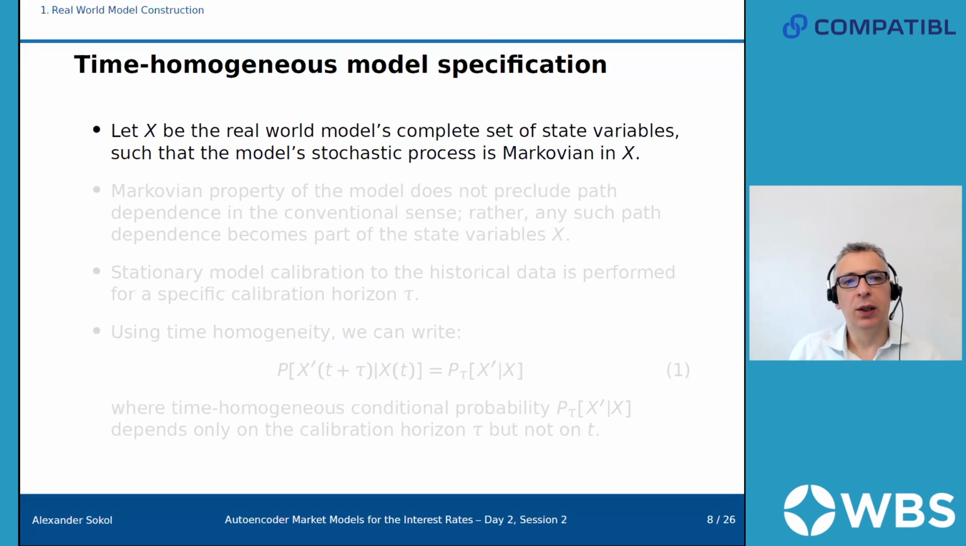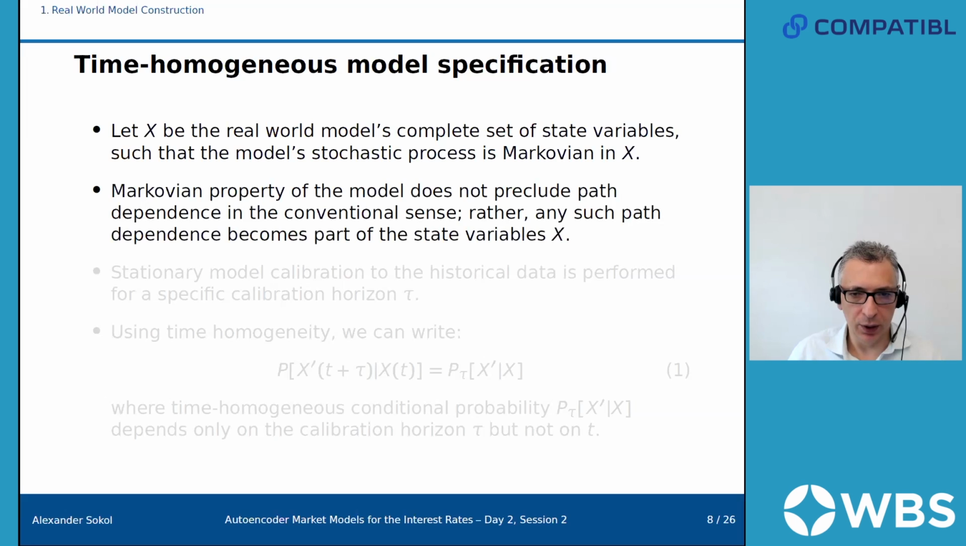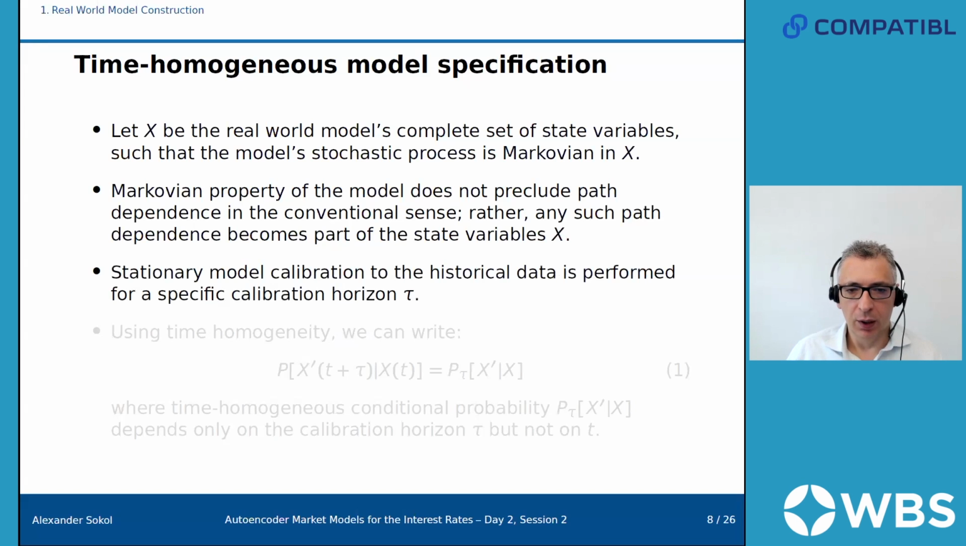Okay, now it's unstuck. Right, so the time homogeneous model calibration, we can specify it using the probability density for a fixed horizon, right? So let X be the set of state variables of the model, such that the model stochastic process is Markovian in X, right? And that does not preclude path dependence in a conventional sense, because any such path dependence will become part of the state variables. Stationary calibration, or time homogeneous calibration, is performed for a specific calibration horizon tau.